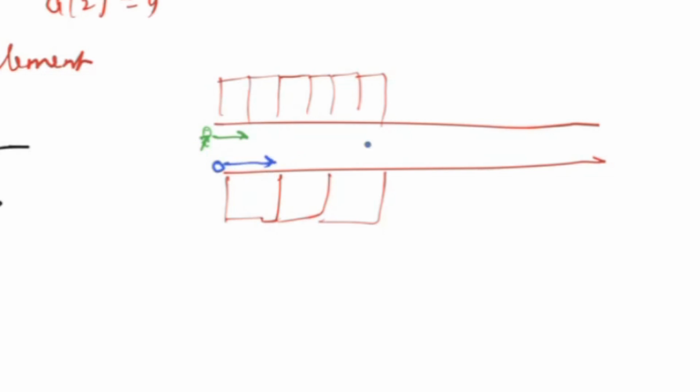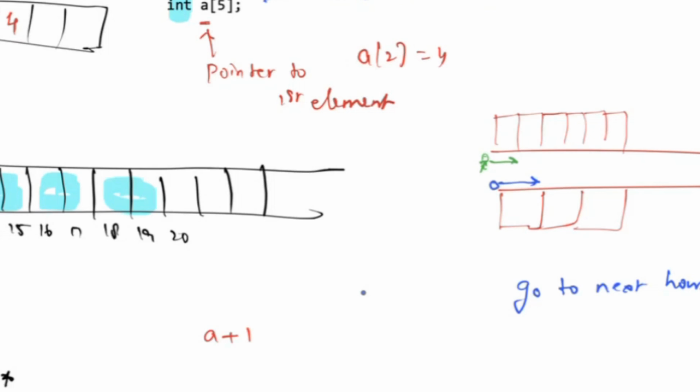To both of these people, our instruction is the same. What is our instruction? Go to the next house. When we say go to the next house, it means that we are saying move one step forward. So when we say increase yourself by 1, the green one increased itself by 100 square yards and the blue one increased itself by 200 square yards. The same thing is true for pointers.